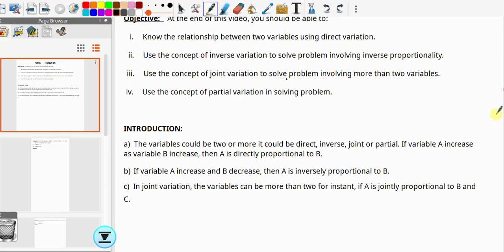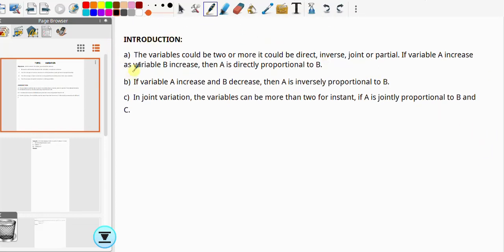We have the introduction. The variables could be two or more. It could be direct, inverse, joint, or partial. If variable A increases as variable B increases, then A is directly proportional to B. That is one of the languages: A is directly proportional to B.